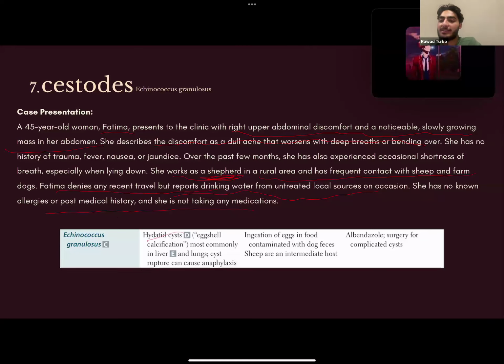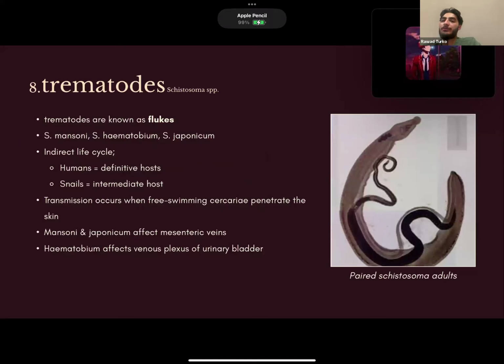So again, hydatid cysts, most commonly in the liver. Ingestion of eggs in food contaminated with dog feces, with sheep as intermediate hosts. So that's Echinococcus granulosus, the dog tapeworm.